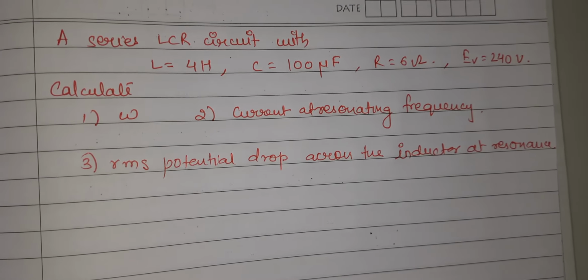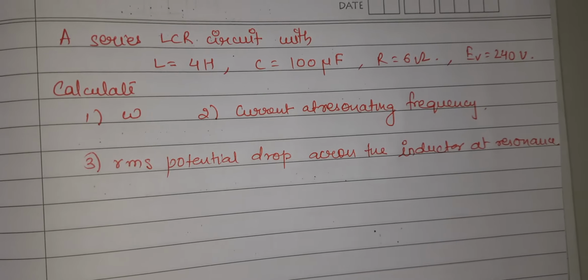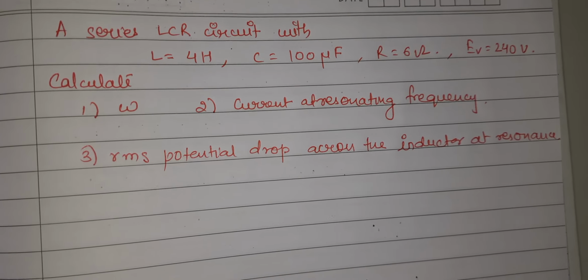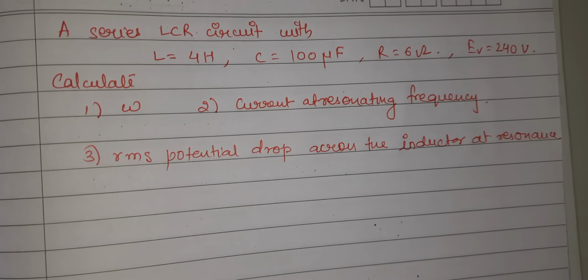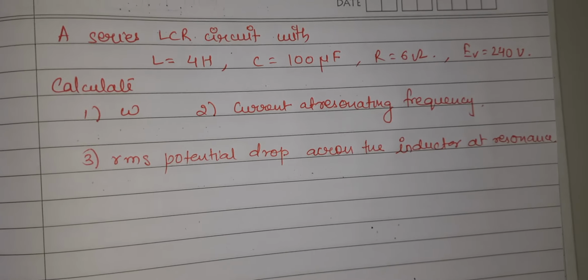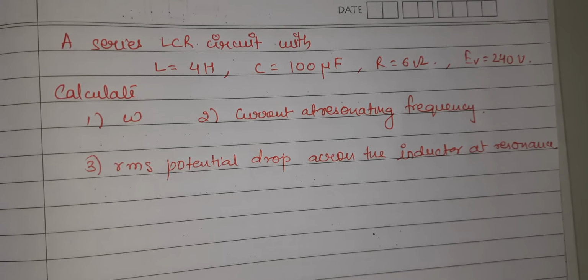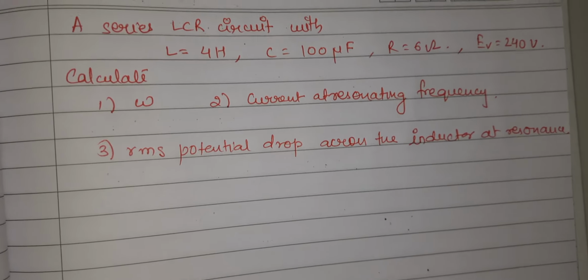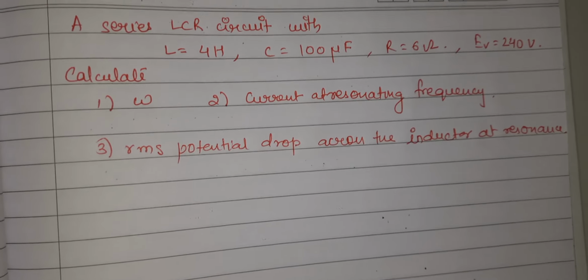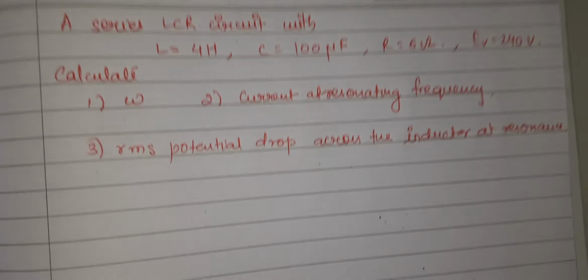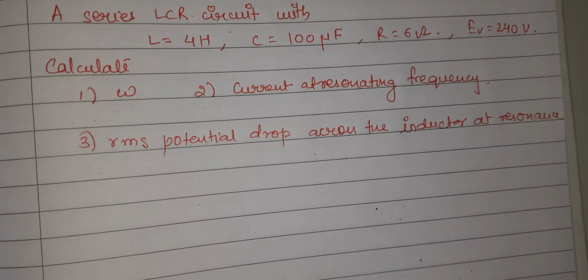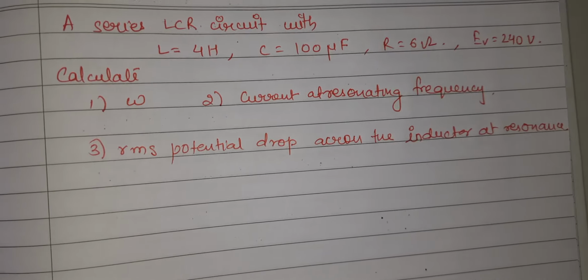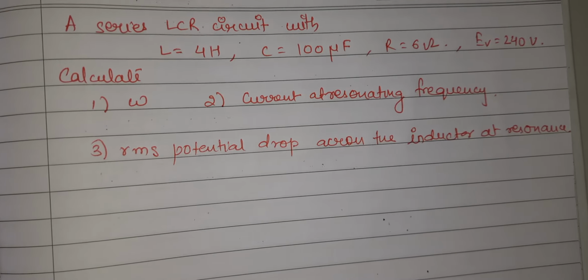We have to calculate three things in this. One is omega, that is the angular frequency of the source which drives the circuit at resonance. The second is the current at resonating frequency, we have to find out the current after reaching the resonating frequency. And third is the RMS potential drop across the inductor at resonance. This question is based on the resonance concept.